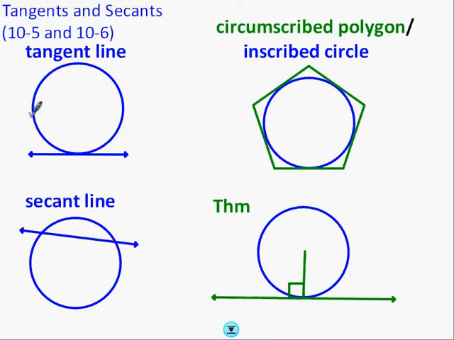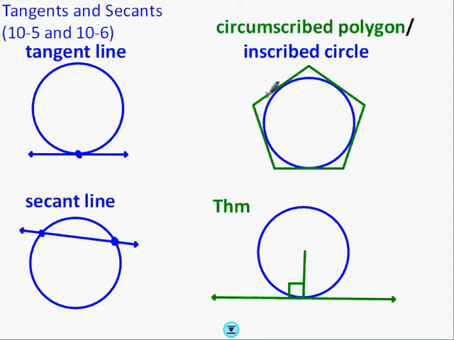A tangent line. Do not confuse this with the trigonometric ratio tangent. A tangent line is a line that intersects a circle in just one place. A secant line, as you can see here, is a line that intersects a circle in 2 places. So very simple definitions there.